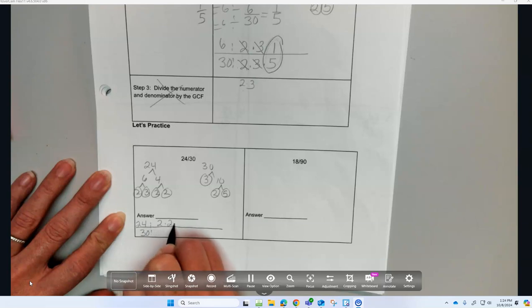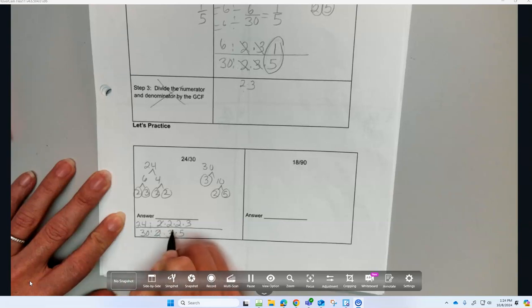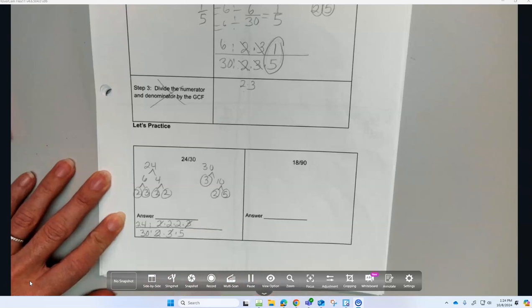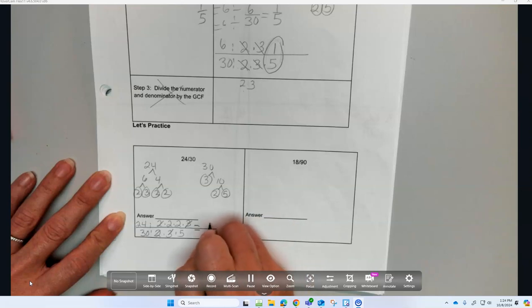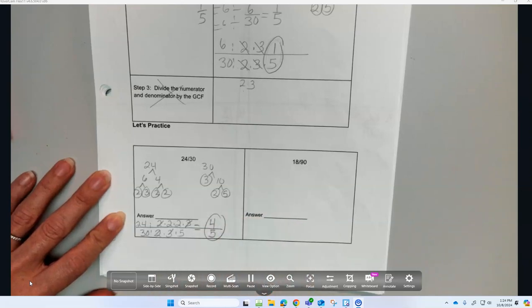24 was 2 times 2 times 2 times 3. 30 was 2 times 3 times 5. I cross off what they have in common. On the top, I'm left with 2 times 2. Well, 2 times 2, we just worked that out, and that's 4. On the bottom, I'm left with 5. So 4/5 is the reduced fraction.